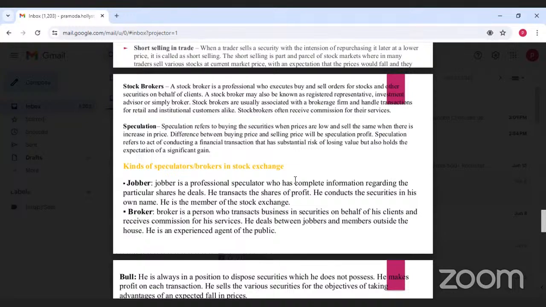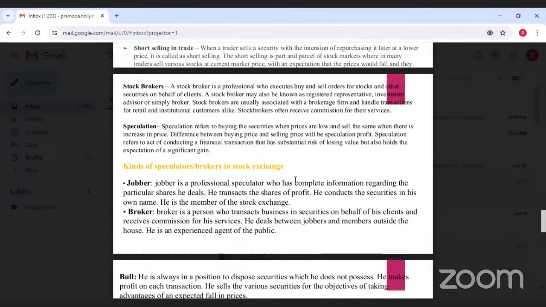And when it comes to speculation on the securities market, what a trader will do is he is going to buy the securities when the prices are very low. That is, today the prices are low, so he will buy them today at a low price and he will be ready to sell them in the future at a higher price when the price increases. So the difference between the buying and selling, you call it a speculation profit.